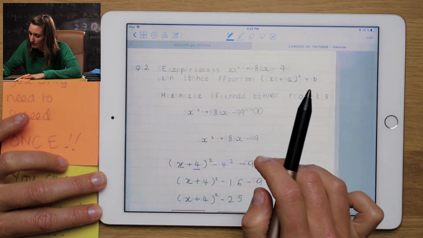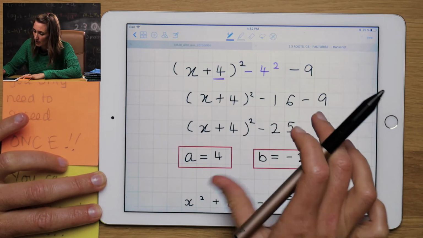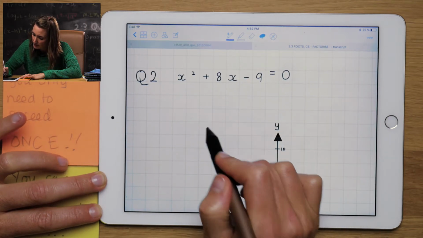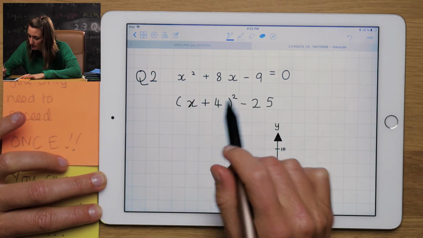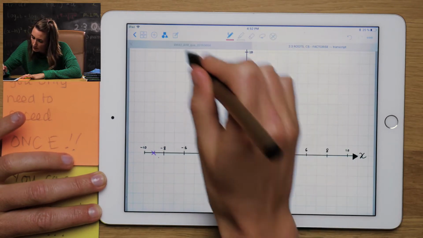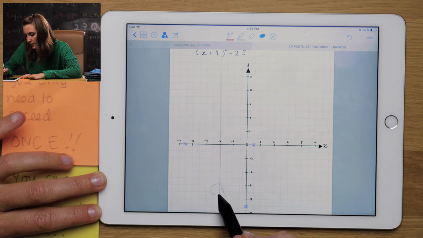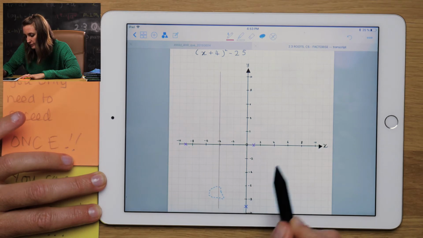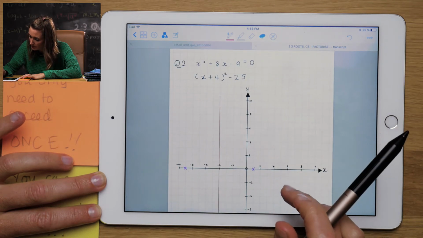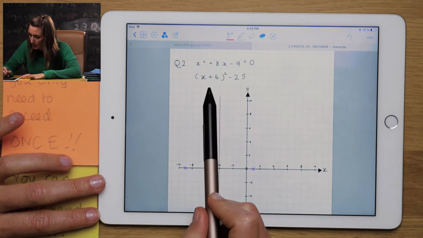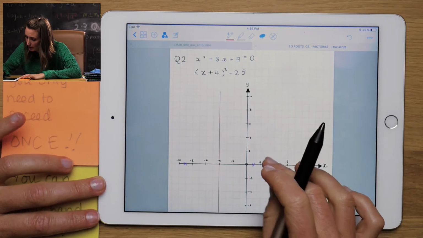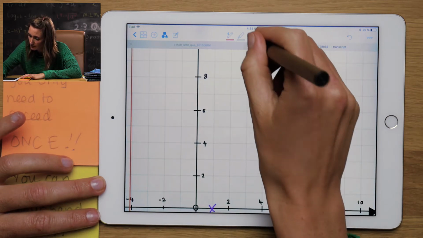In order to do the line of reflection of my quadratic, I need to look at the completed square. So here I'll paste it in. I'm going to have x equals minus 4 as my line of reflection, so let's put that one in. That's going to be the center line. And then the point is going to be minus 4, minus 25.